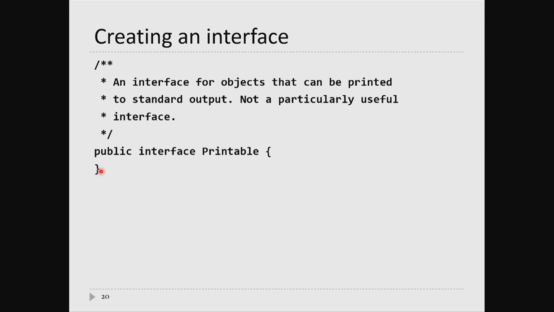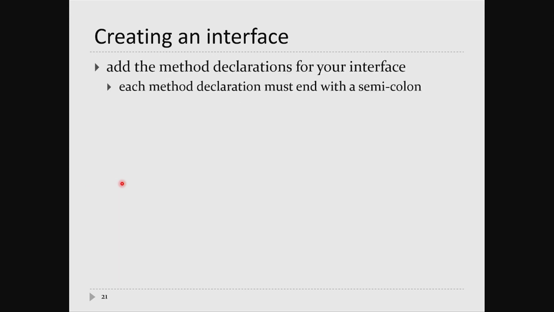So how does it look? Well, it's public. It's an interface, so it says interface, and then it has a name, so it's called Printable. And then you have the braces. What goes inside the braces? Well, the methods go inside the braces. So add your method declarations for your interface. Now remember, the interface methods usually have no implementation, so it's just the method with a semicolon.